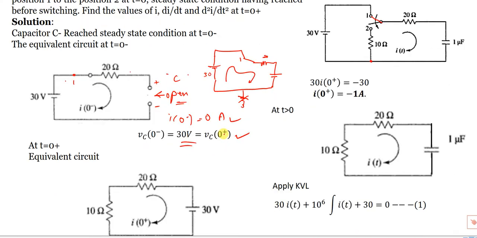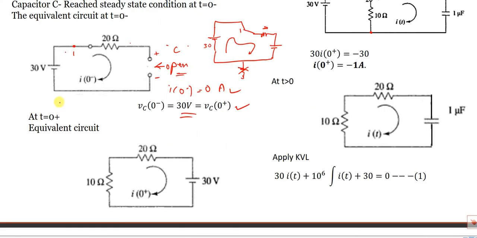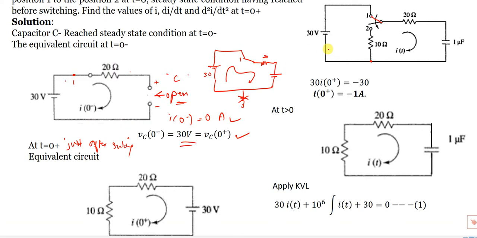Okay, at t equal to 0 plus, that is just after switching. What happens? It changes from 1 to 2. Please observe here, the circuit is going to change from 1 to 2. If I go from 1 to 2 here, this is now the second end of the 30 volts.